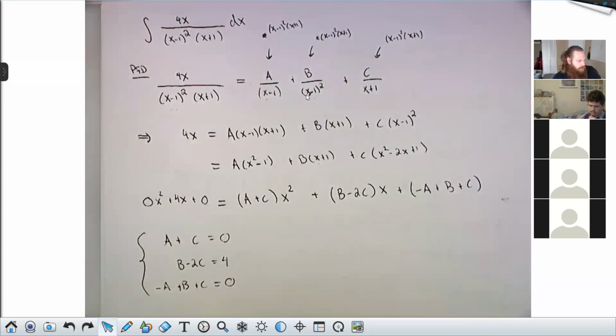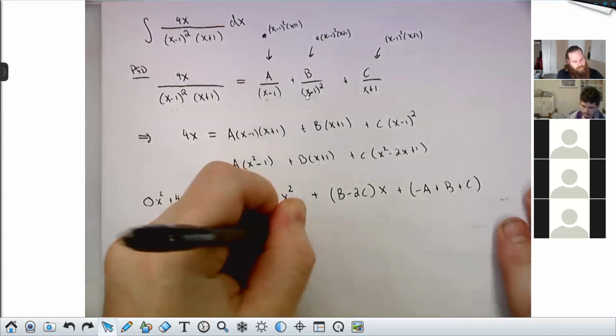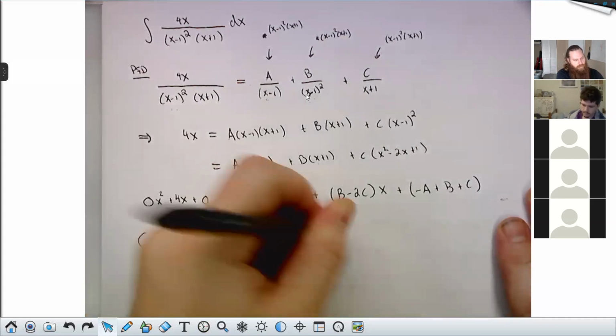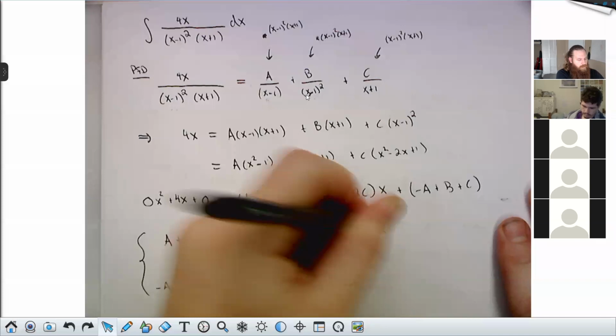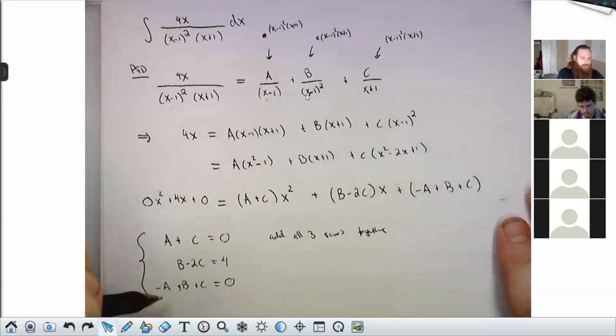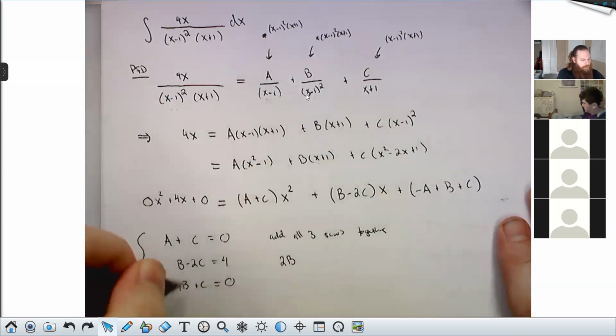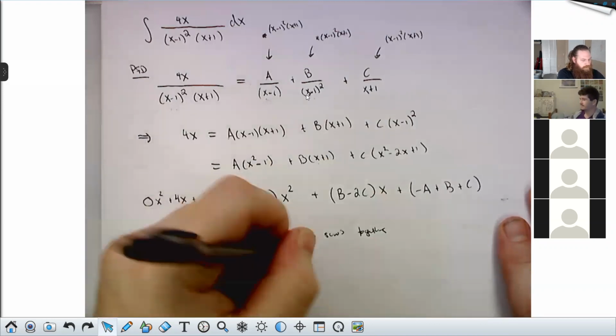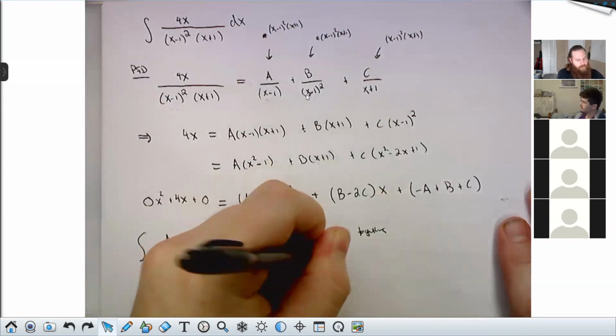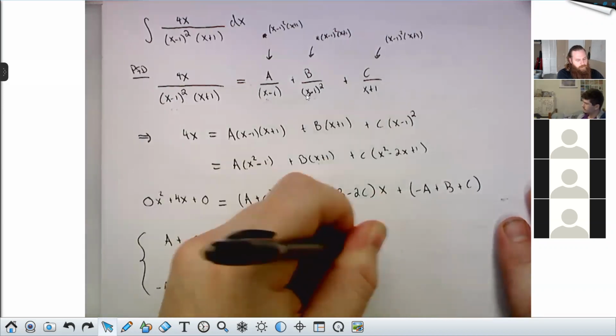Solving this is a little bit more work. But what I see is if you add all three of them, something nice happens. You'll have A plus negative A, B plus B, and C plus C minus 2C. So you'd get 2B equals 0 plus 4 plus 0, which implies B equals 2.